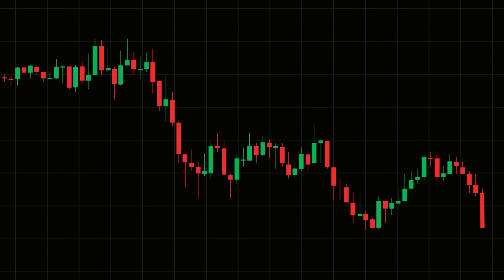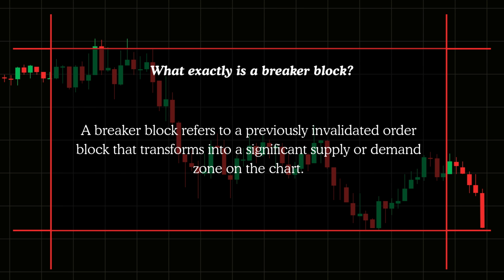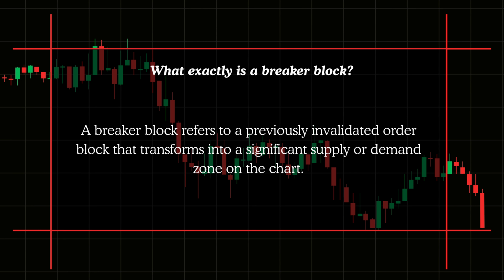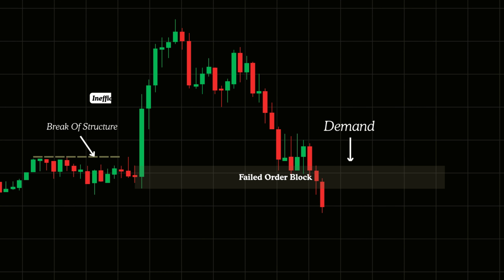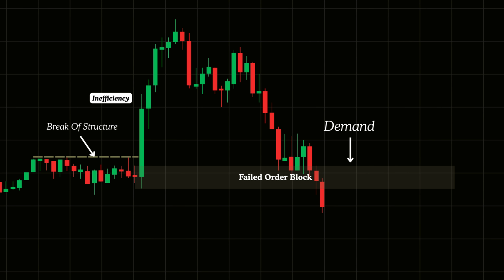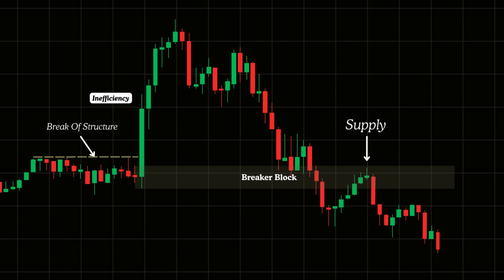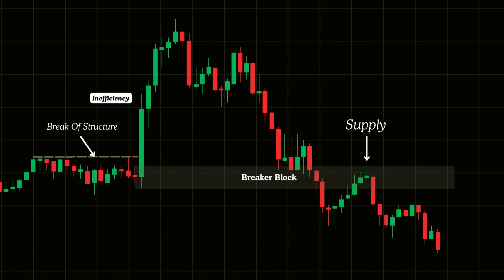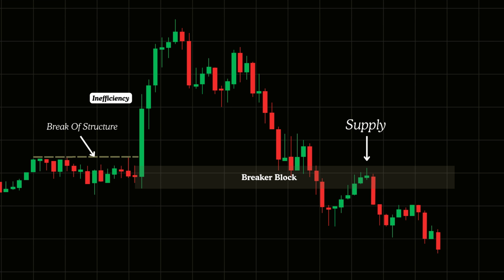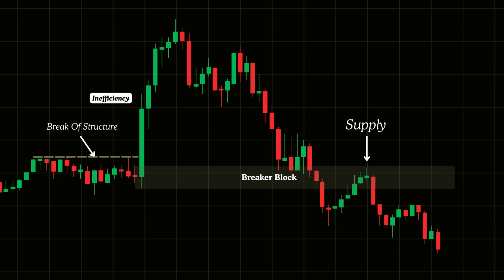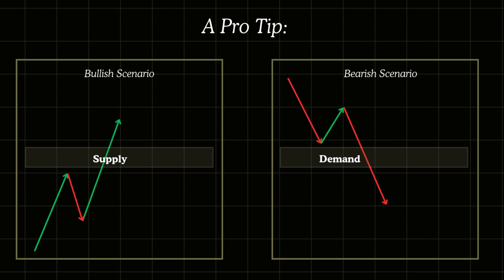Starting with the fundamentals, what exactly is a breaker block? A breaker block refers to a previously invalidated order block that transforms into a significant supply or demand zone on the chart. This typically happens when an earlier order block is breached in the opposite direction, causing it to flip its role, shifting from supply to demand, or the other way around. In simple terms, a breaker block acts as a zone for position mitigation and is often revisited for position re-entry or additions. But here's a pro tip to keep in mind.